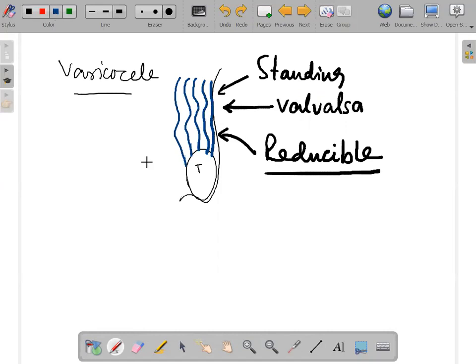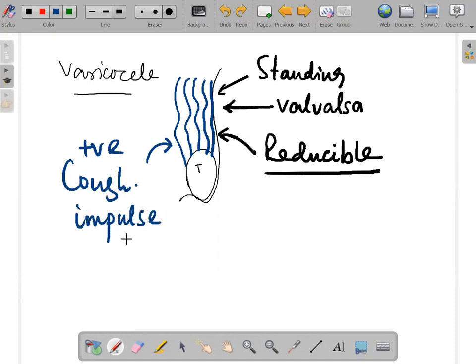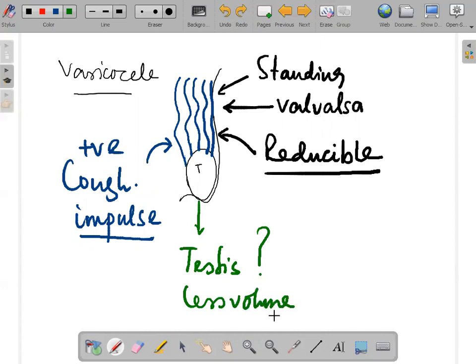Next one, these veins will show a positive coughing pulse. It's not very well appreciated though, until the varicocele becomes pretty big, and rarely you may find the testis of the same side to be less in volume than that of the contralateral side. This is more of a radiological finding than of a clinical finding. So please remember these ones.